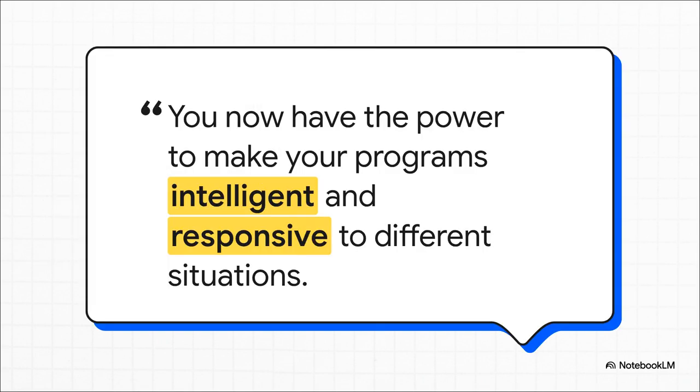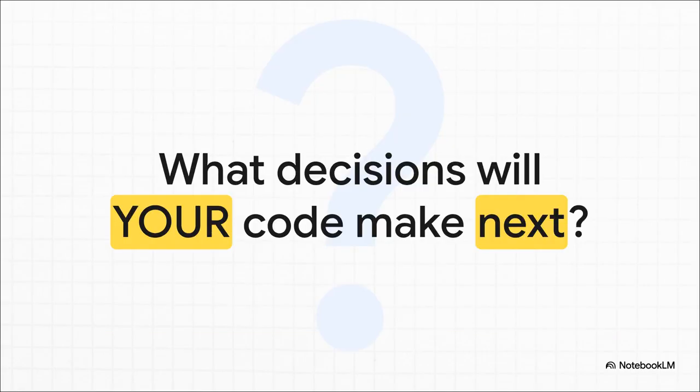So what's the big picture here? Well, this is the moment your code grows up. You're no longer just writing simple recipes that run from step one to the end. By mastering if, else, and else if, you've just unlocked the ability to create programs that are actually intelligent, programs that can react and adapt to different situations. That's a huge leap. And really, that's the core of it.